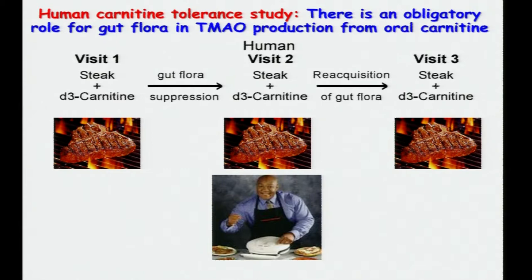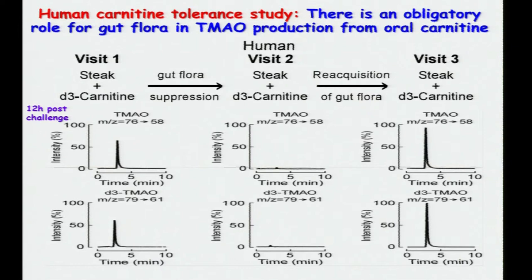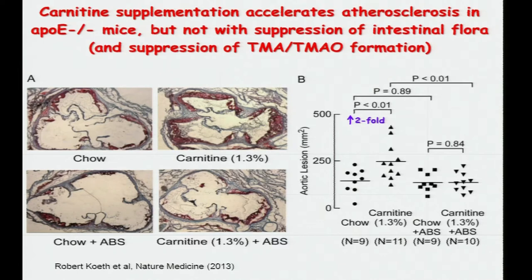So doing that same kind of experiment as we did with the phosphatidylcholine, what we saw is that while individuals had intact flora, they readily generate TMAO from ingestion of carnitine, but following suppression of the intestinal flora, no TMAO is generated by ingesting carnitine, suggesting that carnitine formation of TMAO has an obligatory requirement for gut flora as well. So taking this to atherosclerosis animal models, we used the APOE null mouse model.